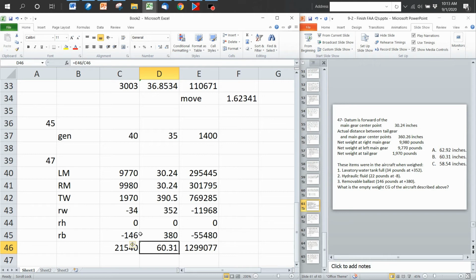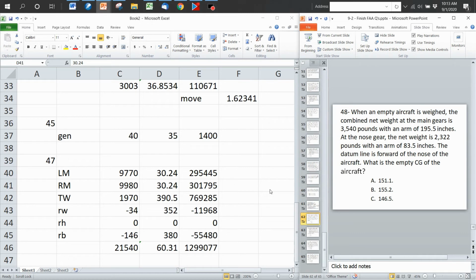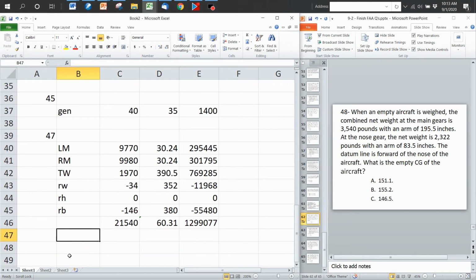Now, just for fun, if we had accidentally removed the hydraulic fluid, would we have gotten the right answer? Minus 8. 60.37. Nope, they didn't give us a right answer on that one. So they weren't as tricky as they could have been. All right, so this gives us all of our correct answers on problem 47, and we are going to move on to our next problem, problem number 48. All right, problem 48 is a weighing without near as many tricks on it.